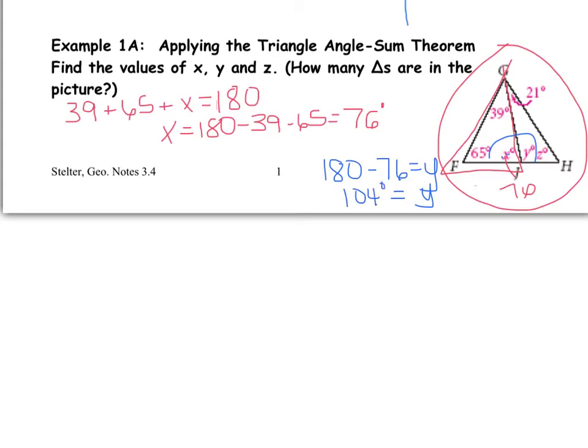And last but not least, you have two alternate ways now to do z. You can use the overall triangle, or you could just use this small triangle. Either way, you'll get the same answer. So if we use the small triangle, it would be 180 minus the top angle 21 minus the y angle we just found, 104. And that's two of the three angles, so the third angle ends up being 55. So this z angle right here ends up being 55. Moving on.